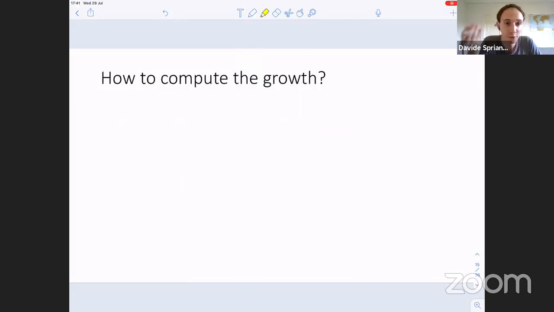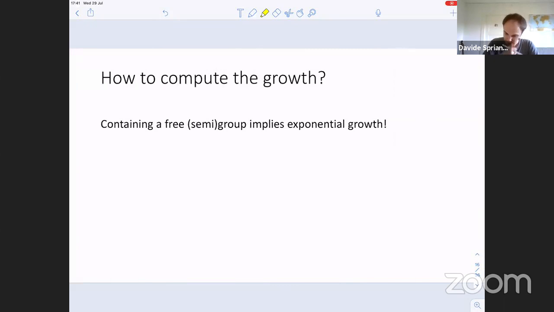Now the question is, how do we compute the growth? Well, there are several techniques. A simple one is we need to contain a free semigroup. So a free group, it also suffices a semigroup. A semigroup, you can think of something like a monoid. So it's a group generated, let's say, by two elements, but without the inverses, so only positive powers. And having a free semigroup implies exponential growth.